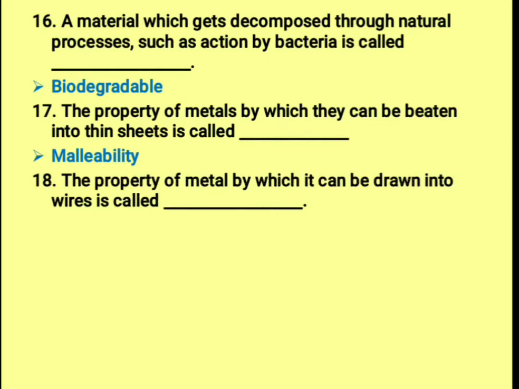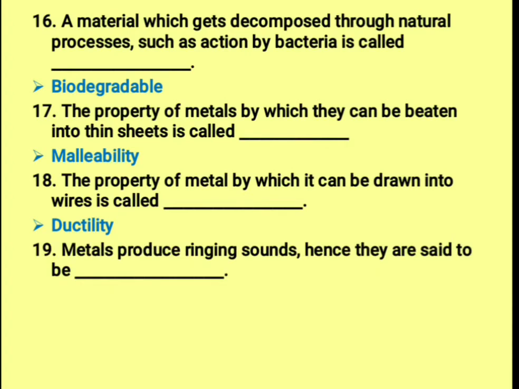Next, the property of metal by which it can be drawn into wires. We know that copper wire, aluminium wire exist. Which is that property of the metal by which it can be drawn into thin wires? That is the ductility property. Ductility. Next, metals produce a ringing sound. Hence, because they produce a ringing sound, it is called the sonorous property.